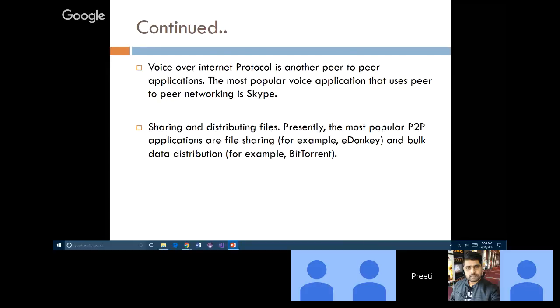As I said, voice over internet protocol is another peer-to-peer application. The most popular is Skype, which I use almost every day. And the second one is sharing and distributing files. Presently, the most popular P2P applications are file sharing and bulk data distribution.